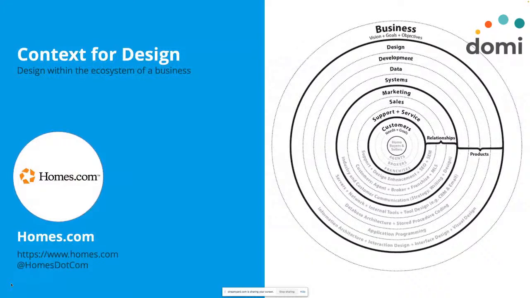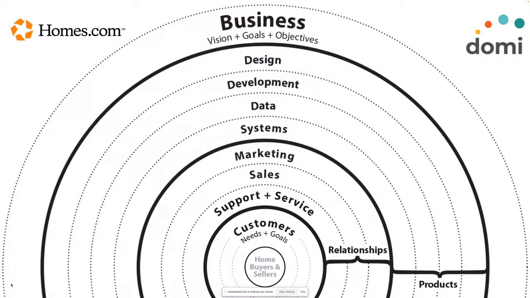I worked for 9 years at homes.com, and I was the director of design there. Over another concentric set of circles, over the course of my time there, I developed this diagram to express the way in which design fit into the larger context of the company. I'm going to zoom in a little bit, and you can see this outer layer is the business, and that's the leadership of the company, casting vision, goals, objectives, etc.